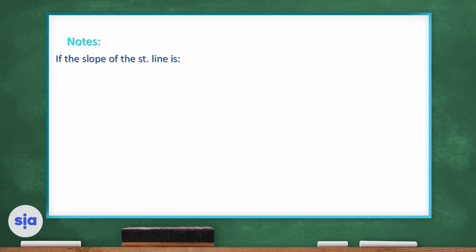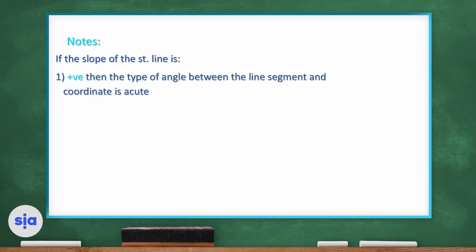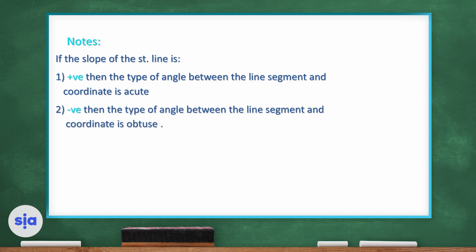If the slope of the straight line is positive, then the type of the angle between the line segment and the coordinate is an acute angle. If the slope of the straight line is negative, then the type of the angle between the line segment and the coordinate is an obtuse angle.